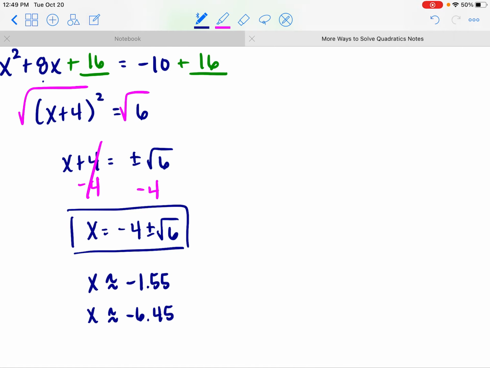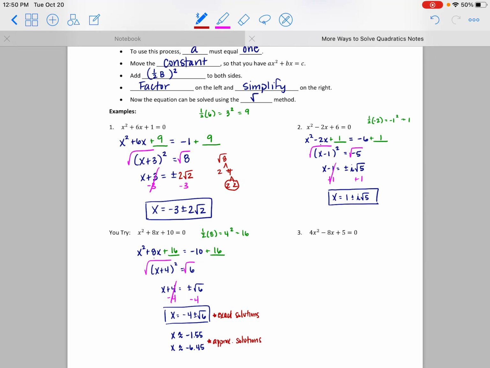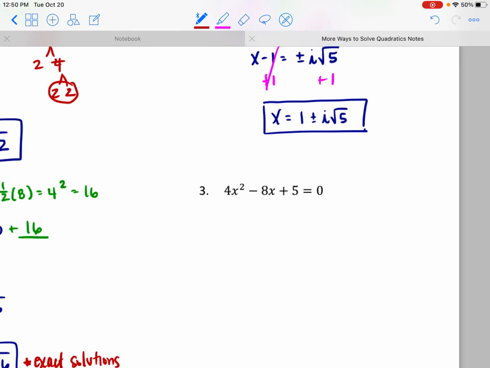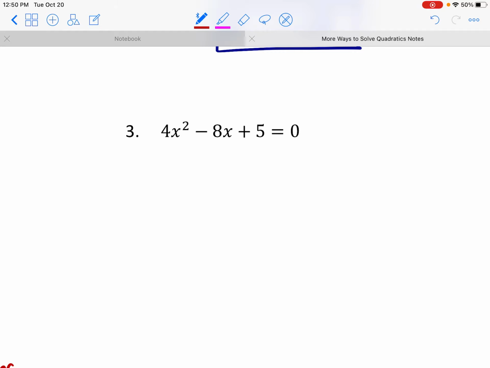So these are, just to make a note, the exact solutions, and these are the approximated solutions if you needed either case. Oh, I'm abbreviating. I have plenty of room. Okay, so there's that. Now, in the beginning, I sort of glossed over it, but we need for a to be 1, okay? So a has to be 1.